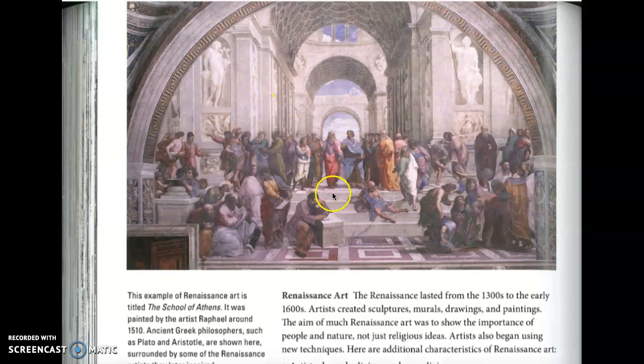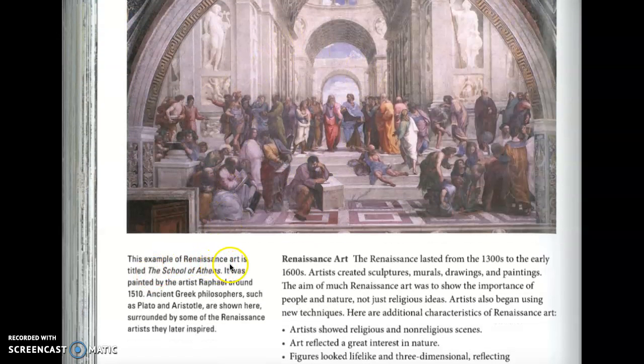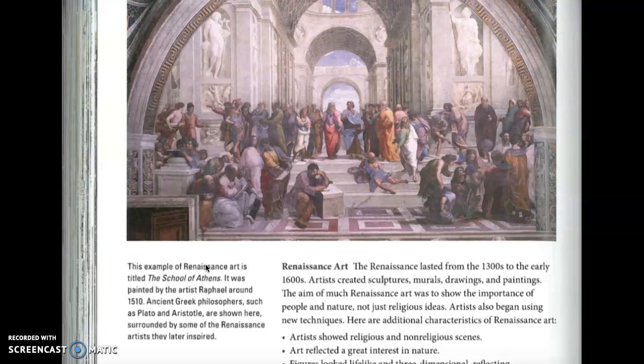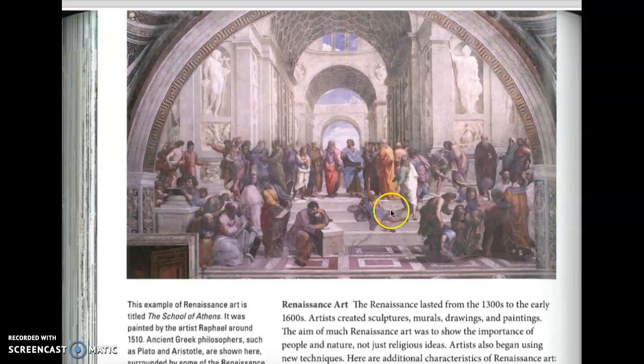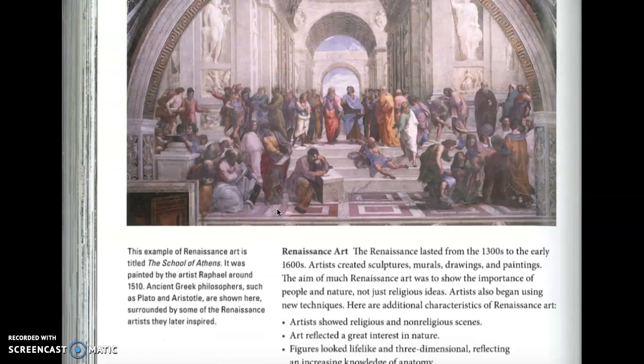So here's our example painting. It says, this example of Renaissance art is titled The School of Athens. It was painted by the artist Raphael around 1510. Ancient Greek philosophers such as Plato and Aristotle are shown here, surrounded by some of the Renaissance artists they later inspired. So just a reminder, Renaissance artists were really inspired by classical times, so they're inspired by ancient Greece and Rome. So even though this painting was made during Renaissance times, it shows people, or at least some people, from classical times and classical looking artwork as well.